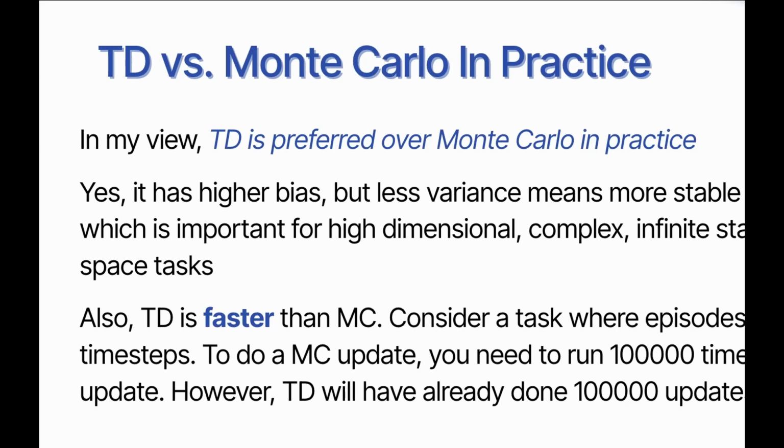Also, TD is faster than Monte Carlo, right? Consider a task where episodes are 100,000 time steps. This is very normal. Sometimes you have cars or a robot that needs to traverse a large field. Episodes could be 100,000 time steps. To do one Monte Carlo update, just one, think about how little information that is, just one number to update, you need to run 100,000 time steps. But with TD, you would have already done 100,000 updates if you had an episode length of 100,000. So temporal difference is the thing, right?